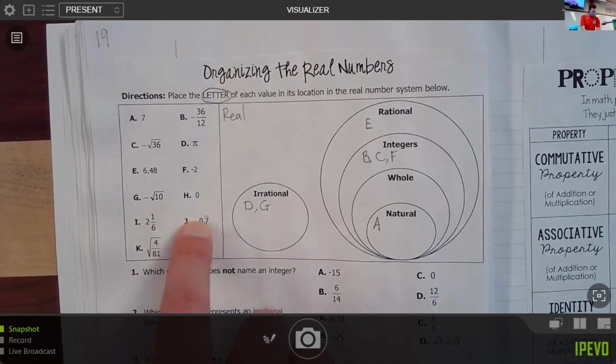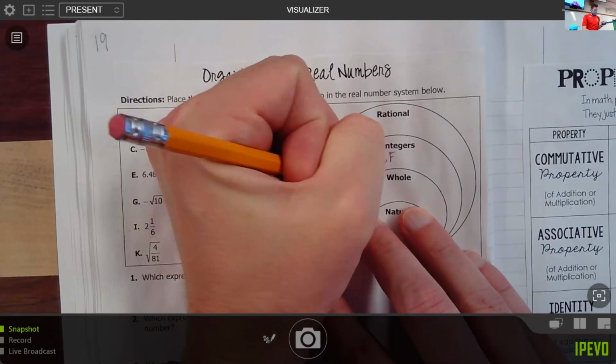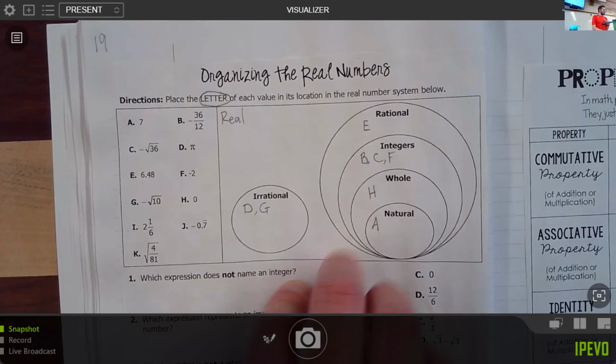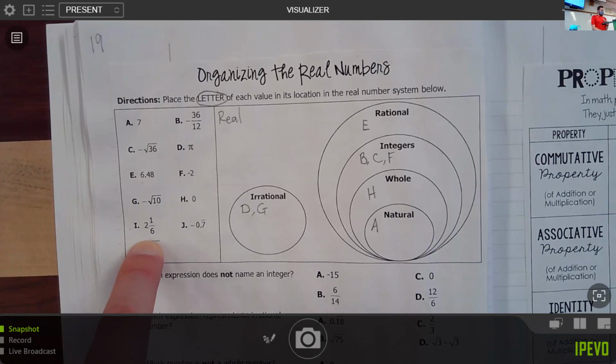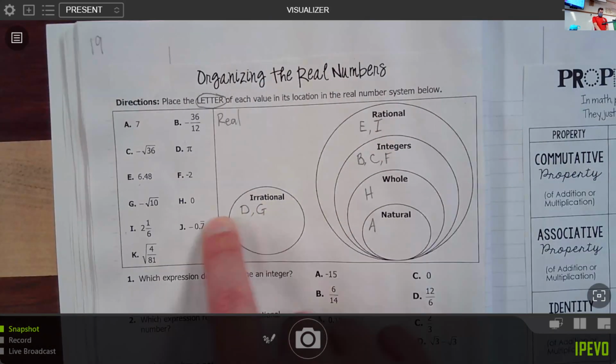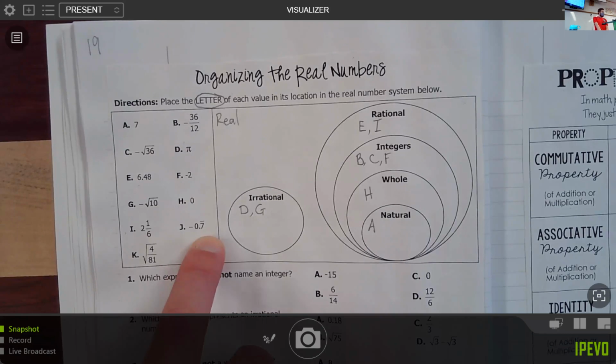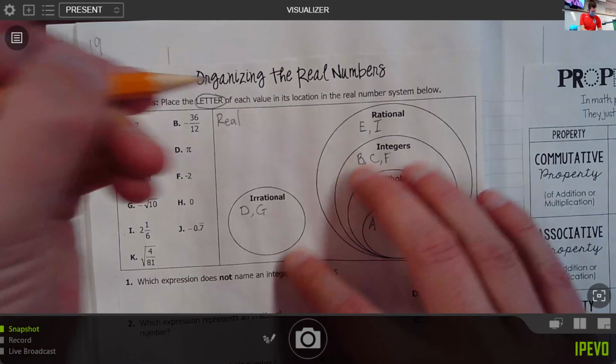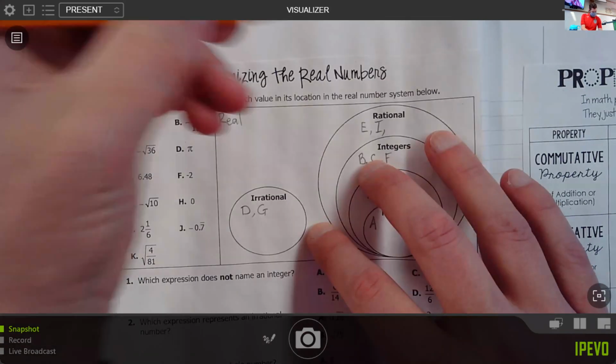H. Whole numbers. Yep, H goes in the whole numbers. There's our first one for whole numbers. I, 2 1/6. It's a fraction. It's not a whole number. Therefore, it is rational. Yeah. Let's see. Negative 0.7. It is a repeating decimal. It's not a whole number, which means it's rational. Okay. So J goes in rational.